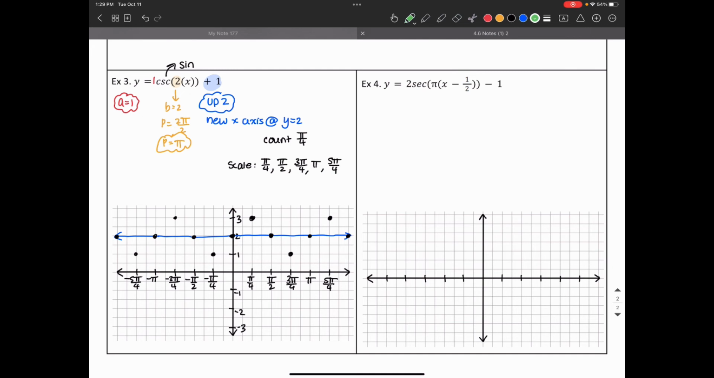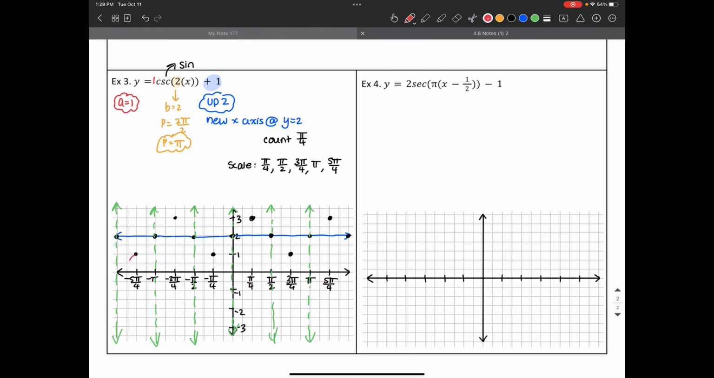My next step is to draw the vertical asymptotes through the middle points. That's not a middle point. Through the middle points, draw the vertical asymptotes. Through here, through here, through here, and through here. And then I'm going to draw my parabolas.